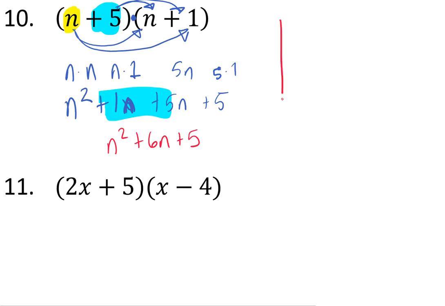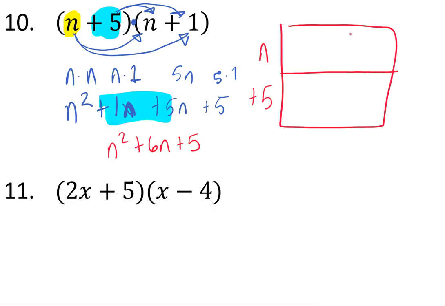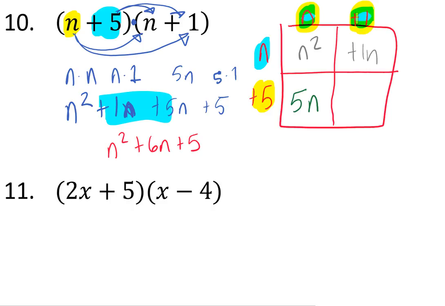We could also do the box method. We have n plus 5 here. Okay, we're going to take this length, we're going to divide it into 2. The first length is n, and then I'm adding 1 to it. Then we multiply n times n, and we're going to get n squared. N times plus 1, so we're going to get plus 1n. And then we're going to multiply 5 times n, we're going to get 5n. And then we're going to multiply 5 times 1, we're going to get plus 5.